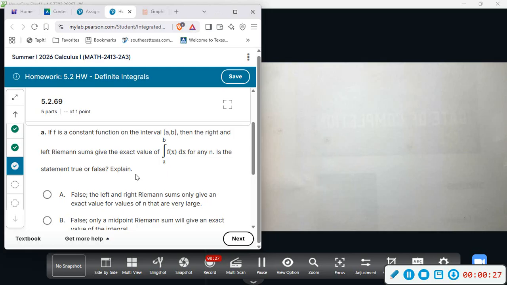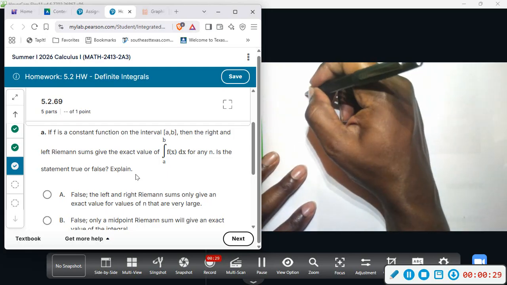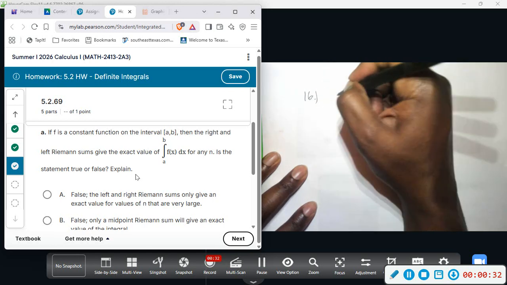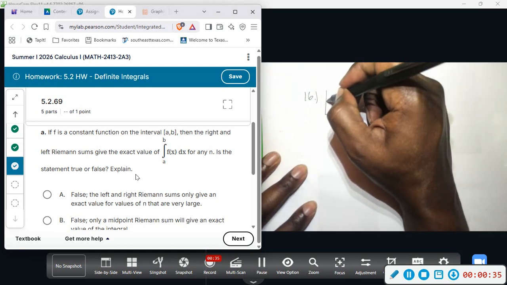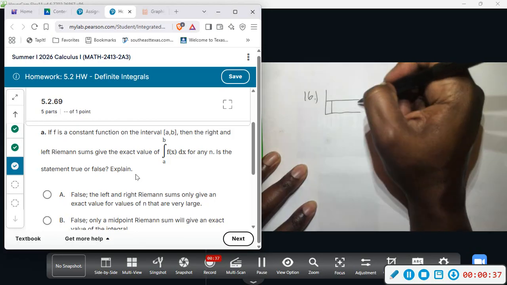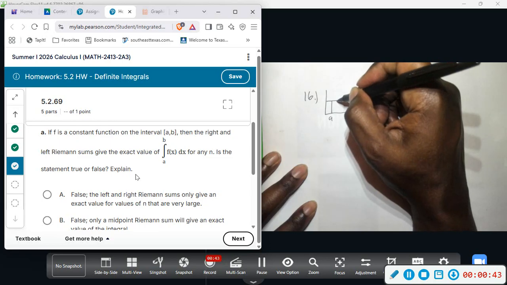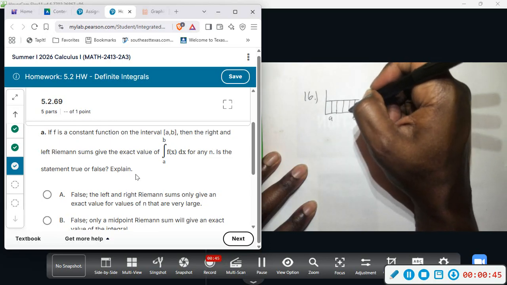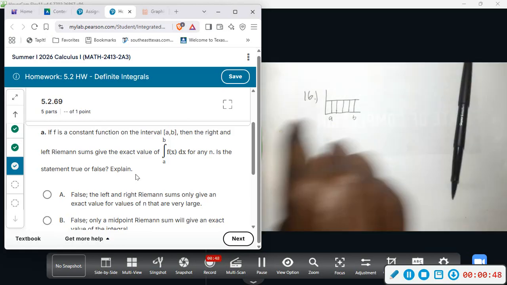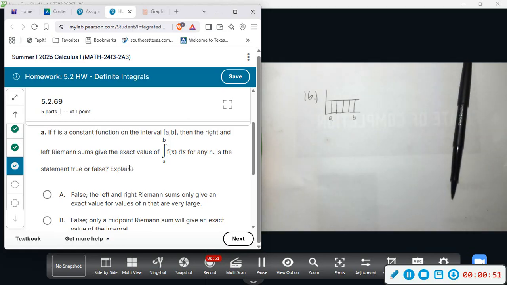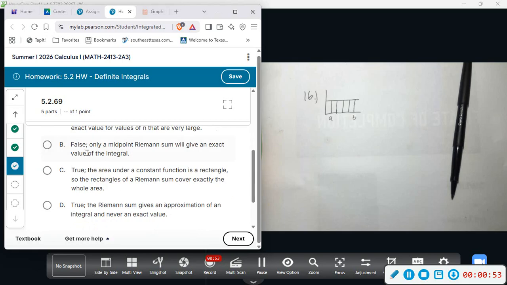So if we have a constant function, it doesn't matter where it is, straight across between A and B, let's just call this A and B, we're going to have a rectangle. All the heights will be the same, so it doesn't matter if we use the right or left Riemann sum. Both will give us the exact same value. So we're going to say true, the area under the constant function is a rectangle, so the Riemann sum covers exactly the same area wholly.